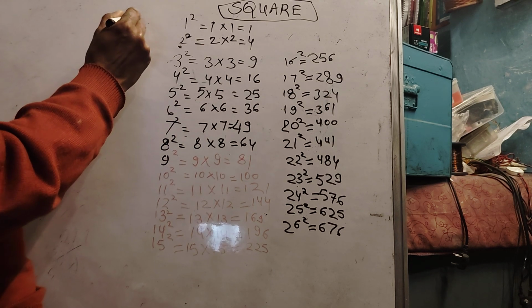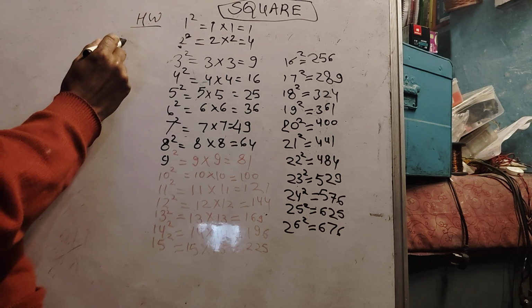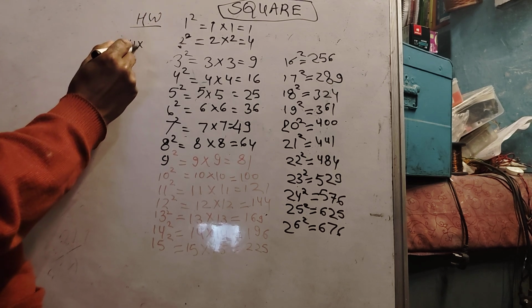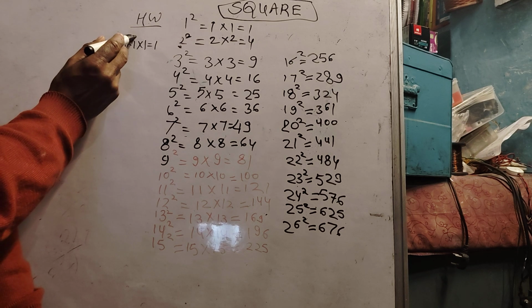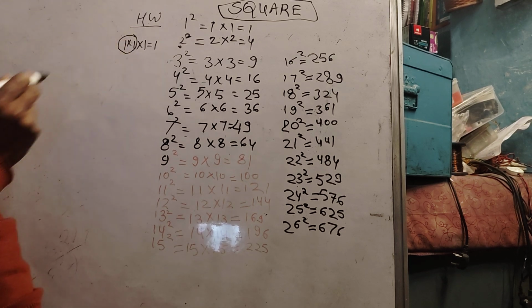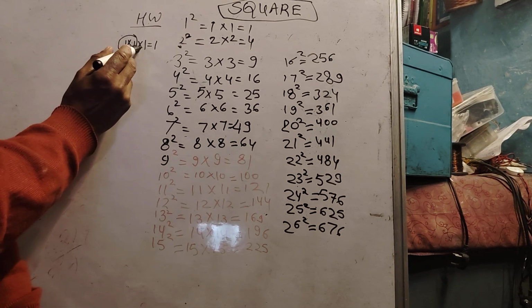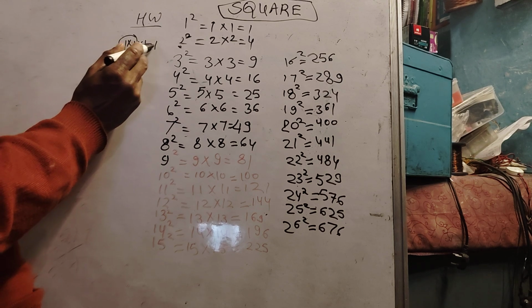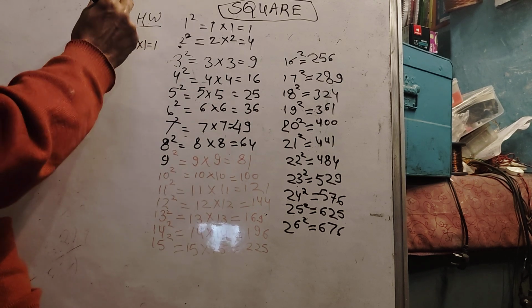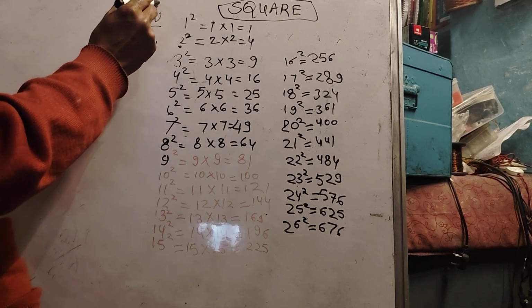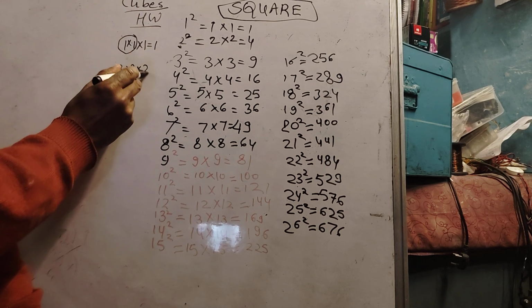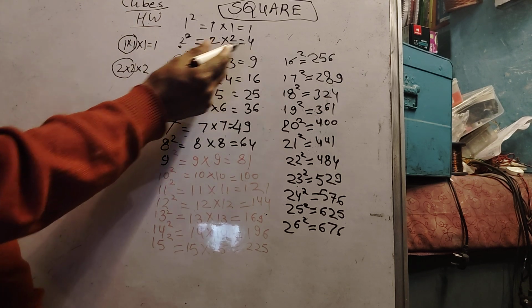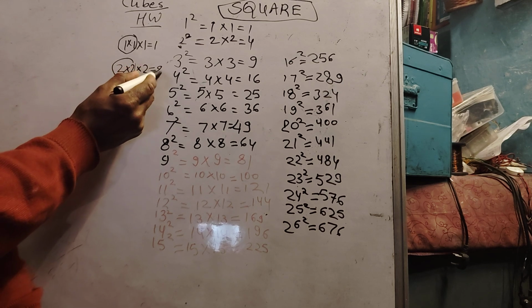Your next work, your homework is, look, you will multiply the number three times. 1 times 1 times 1 is 1. Multiplying 2 times is called a square. A squared number multiplied with the same number again is called a cube. 3 times multiplied is called a cube. So 2 into 2 into 2: 2 square is 4, and 4 multiplied by 2 gives us 8.